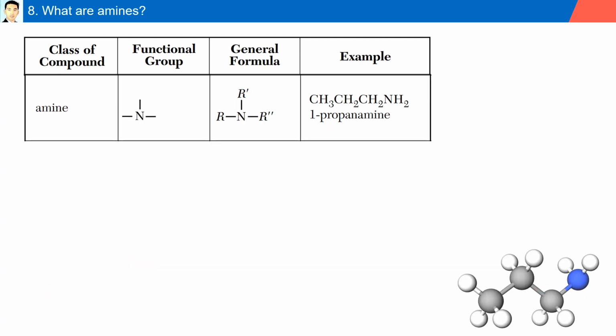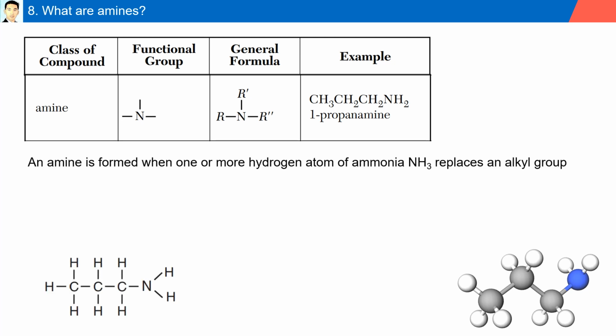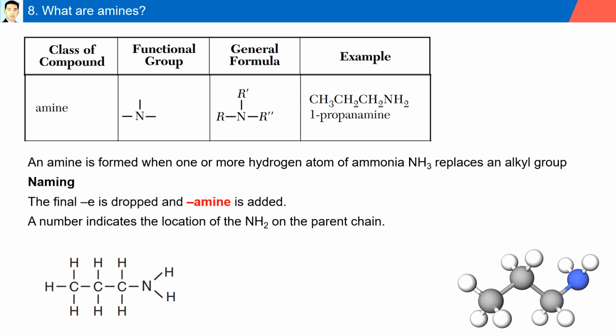What are amines? An amine is formed when one or more hydrogen atoms of ammonia, NH3, are replaced by an alkyl group. In this example, when we're naming them, the final E is dropped and amine is added. A number indicates the location of NH2 on the parent chain. In this example, our NH2 is located on carbon 1. Therefore, it is called 1-propanamine.